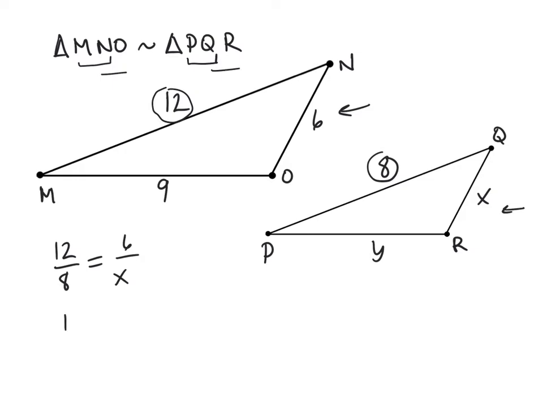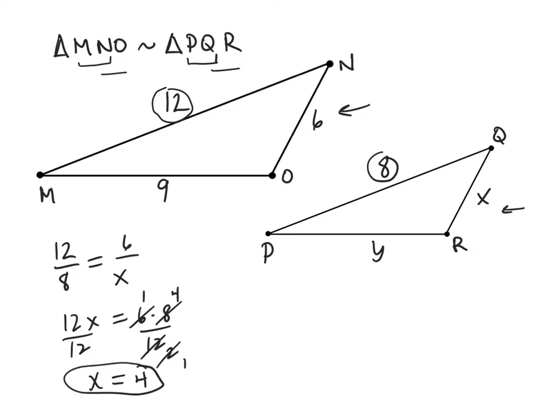Cross multiply and solve. 12x equals 6 times 8. I'll divide by 12, and I can divide these both by 6, and I get 1 and 2, and I can divide these both by 2, and I get 1 and 4. That means x equals 4.